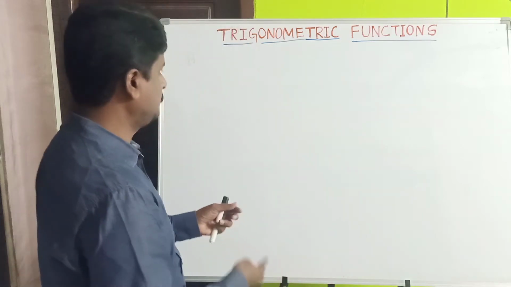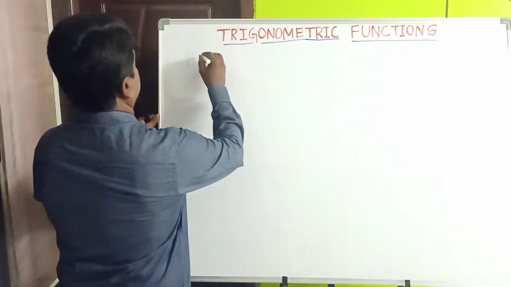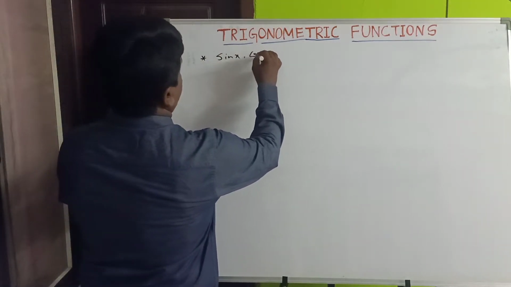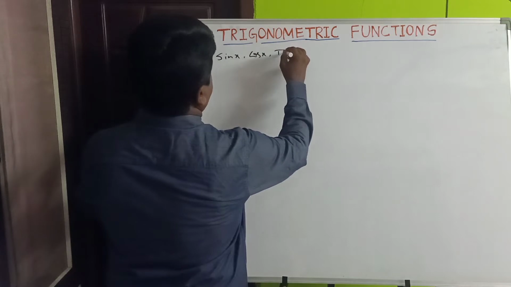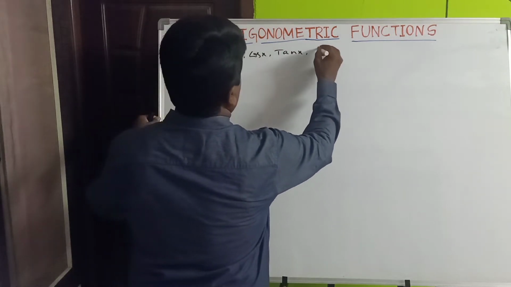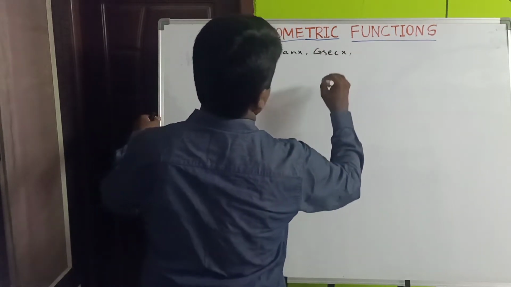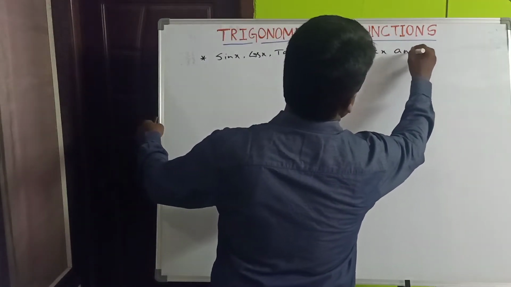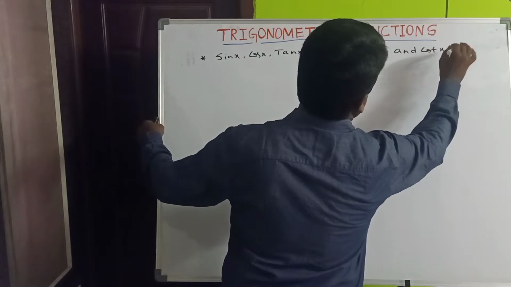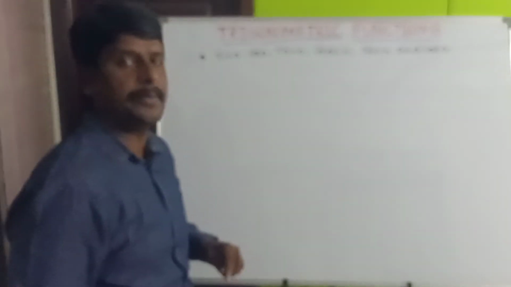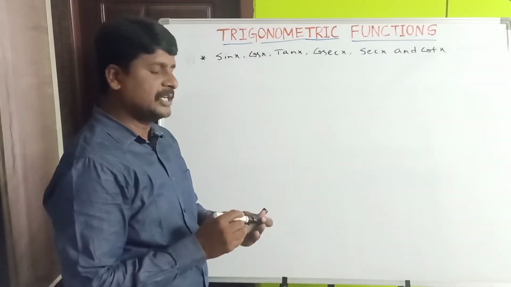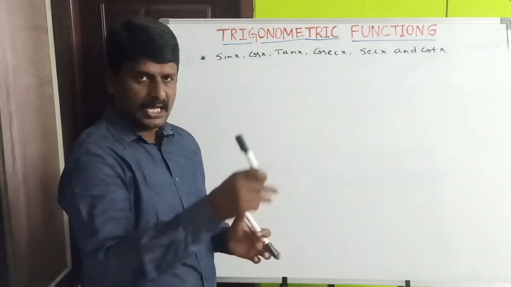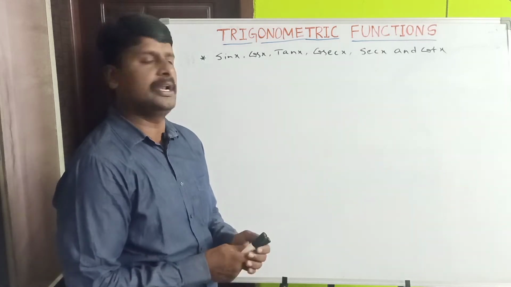So first of all, sin x, cos x, tan x, cosecant x, sec x and cot x are the 6 trigonometric functions. These are also called 6 trigonometric ratios because their values are ratios of two real numbers.